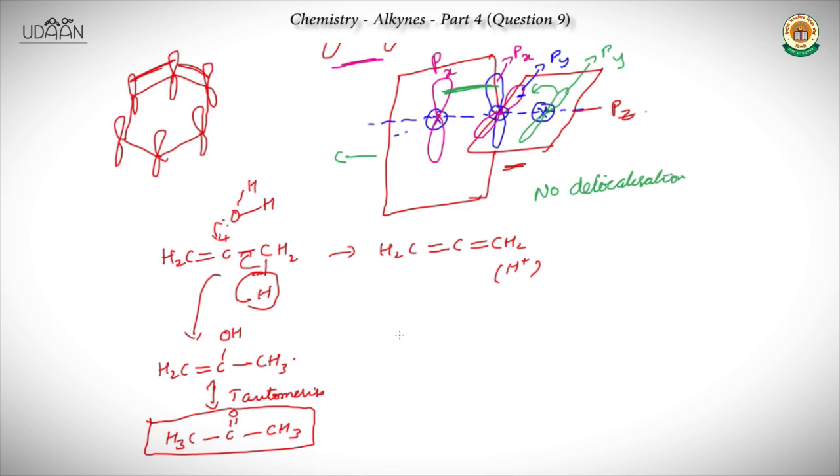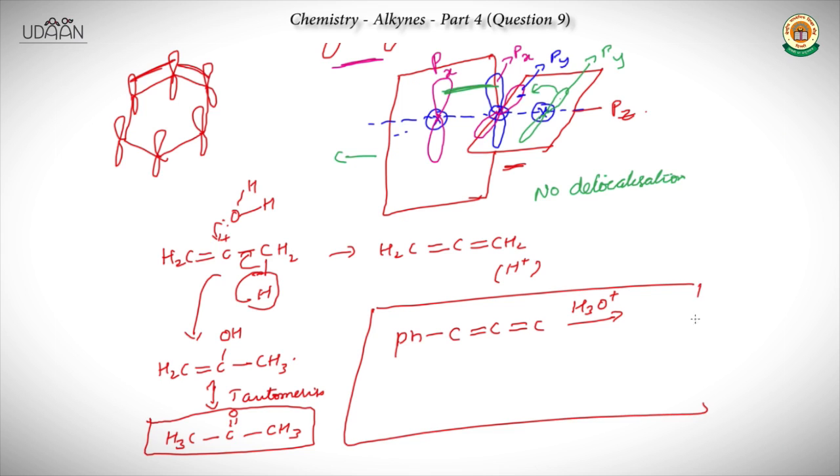That is Ph C double bond C in the presence of H3O+. What will the product be? I'll give you the answer if you want. The answer is Ph C OH C double bond C.